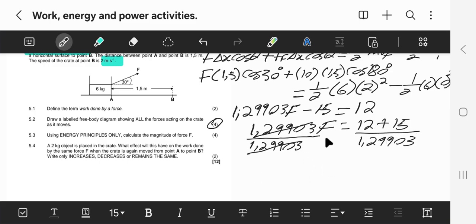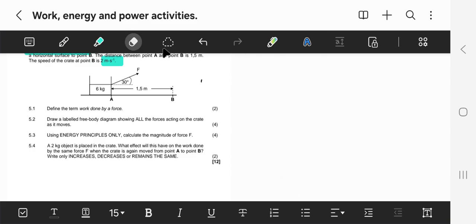So this side, these coefficients cancel, and then on this side 12 plus 15 is 27. So if I say 27 divided by my denominator there of 1,29903, the value that I'm getting for f is 20,78. I hope you tried this one out yourselves, guys, and you got this same answer as me. But yeah, this is our answer for f. Now we are going to look at 5.4.